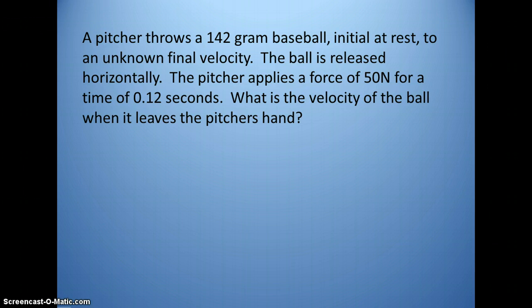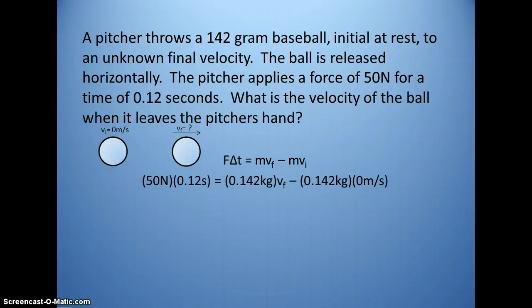Again, I would suggest drawing a picture of initial and final conditions. So here we have the ball initially at rest. The final, we don't know, but it's moving to the right at some unknown final velocity. Please watch out for words like grams. You have to convert to kilograms. So just plugging into our simple new math rep, you get F delta t equals mv final minus mv initial. Substituting in our numbers, the only thing we don't know is vf.